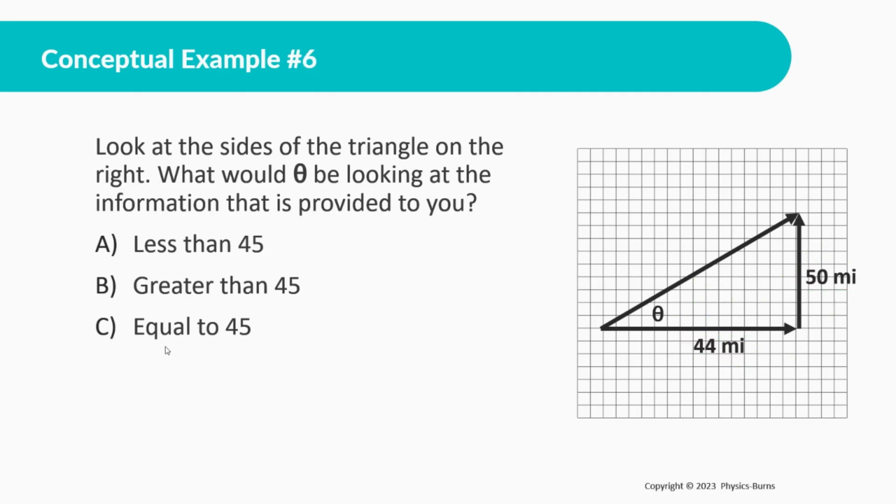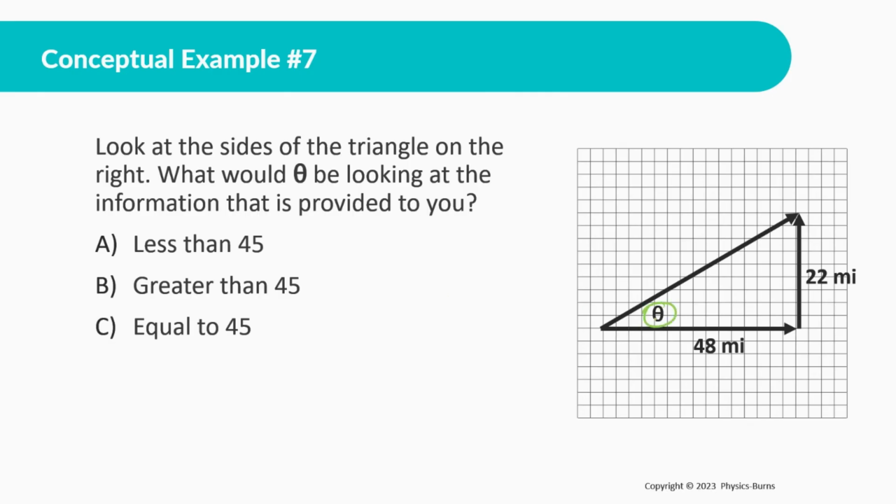Okay. Look at this one. Look at the side of the triangle on the right. What would theta be looking at the information that is provided? Again, this side is more than this side over here, so this should be more than 45 degrees. Okay, same thing.